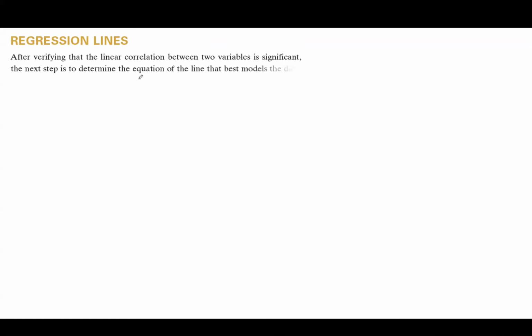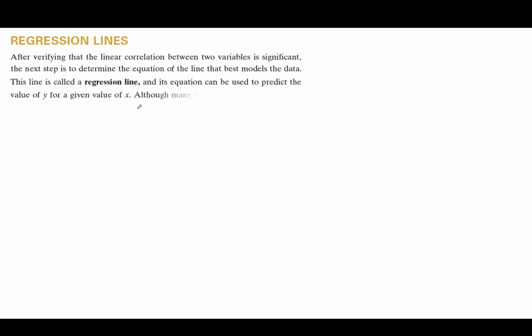Regression lines. After verifying that linear correlation between two variables is significant, the next step is to determine the equation of the line that best models the data. This line is called a regression line, and its equation can be used to predict the value of y for a given value of x. Although many lines can be drawn through a set of points, a regression line is determined by a specific criteria.